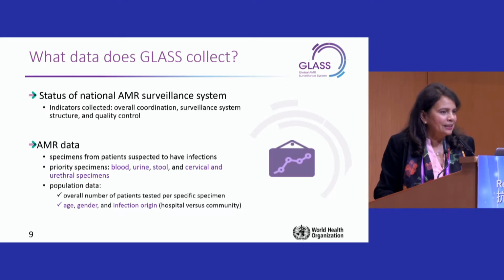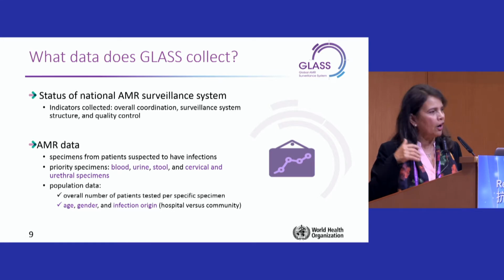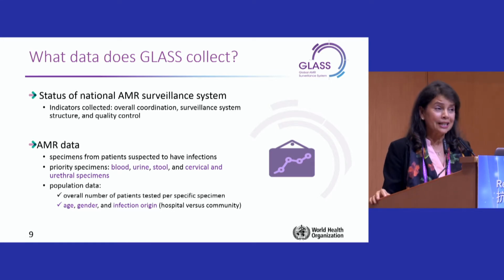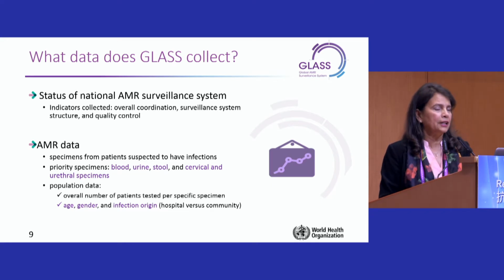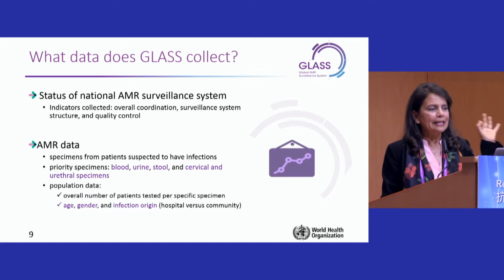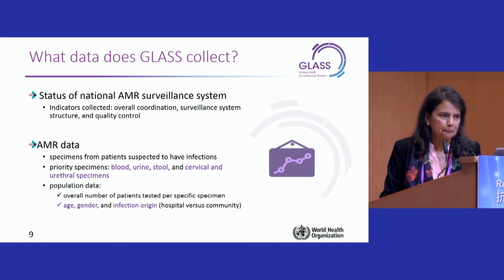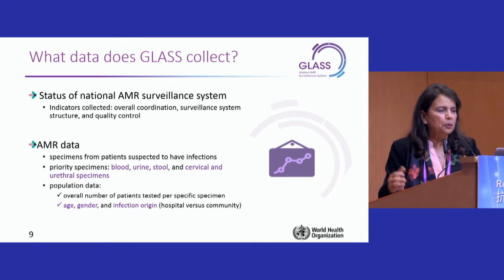But what are the data that GLASS collects? There are 2 types of data, and I think this is important. Sometimes when people think about AMR surveillance, we go straight to wanting to know about the rates, how frequent it is, what is the proportion of resistance. But in fact, we also need to know how countries are moving regarding the development of their national surveillance systems. So the very first type of information is the status of the national AMR surveillance system. And I will show you just some of what we mean by these indicators for a national surveillance system.